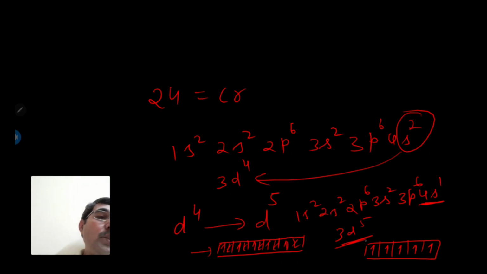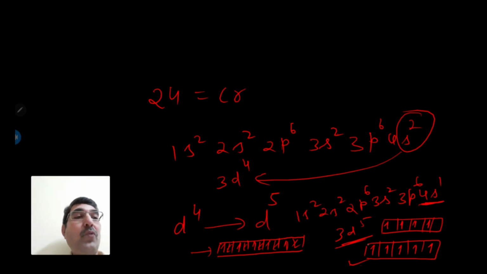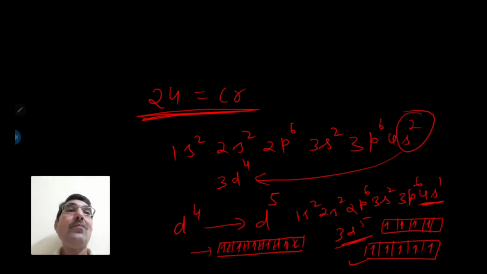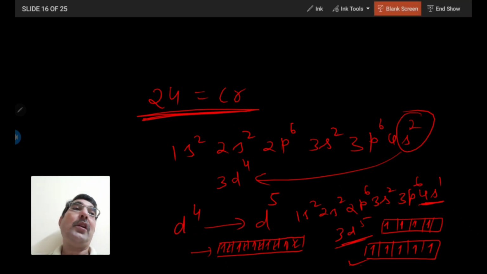So if you look at this 3d5 and compare it with 3d4, so if you see this 1, 2, 3 and 4, which one is more symmetric? So you find this is more symmetric because it is exactly half filled. That is why 3d5 is considered a more stable configuration in case of chromium. So this is an exceptional case. If we look at another exceptional case, that is atomic number 29 and that is copper.